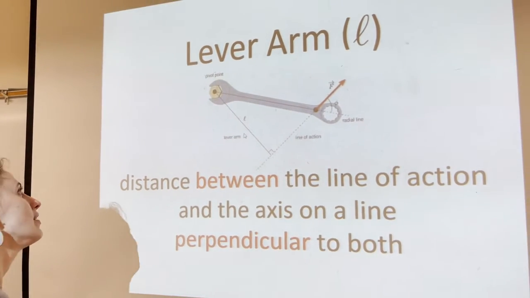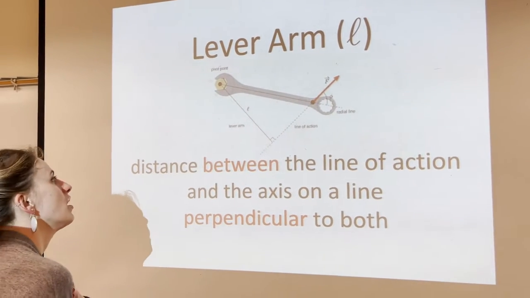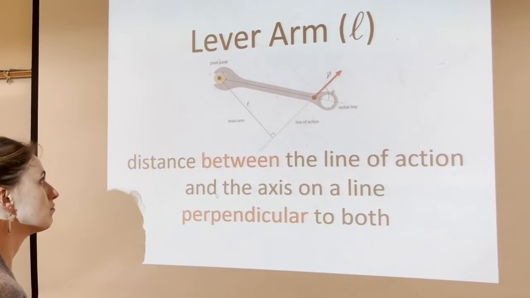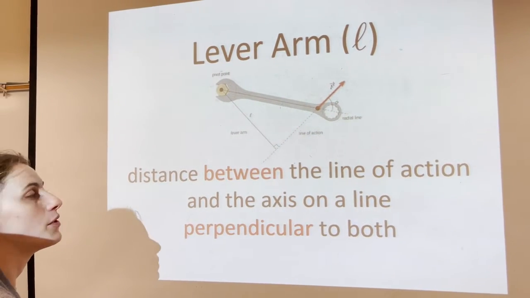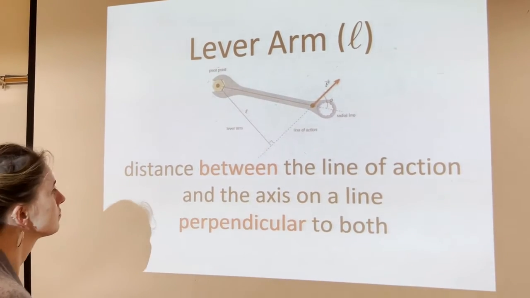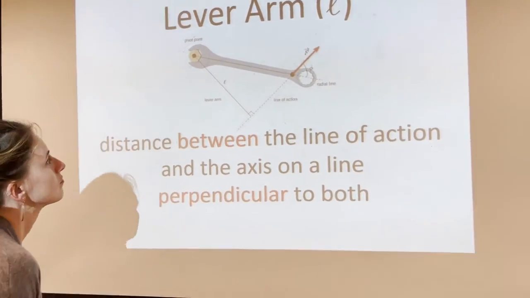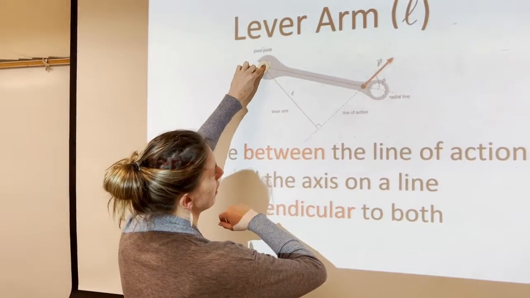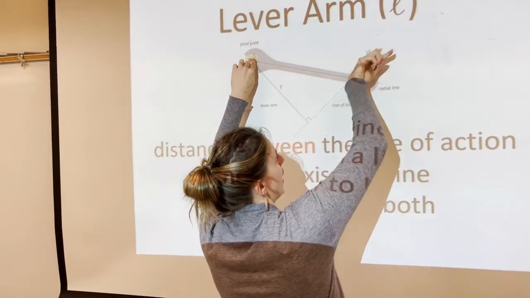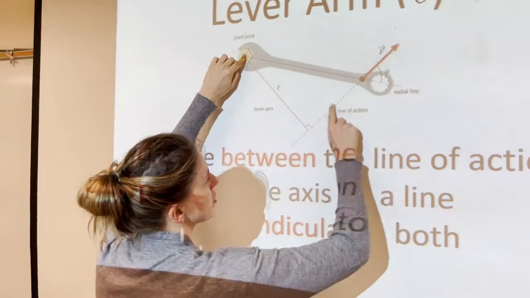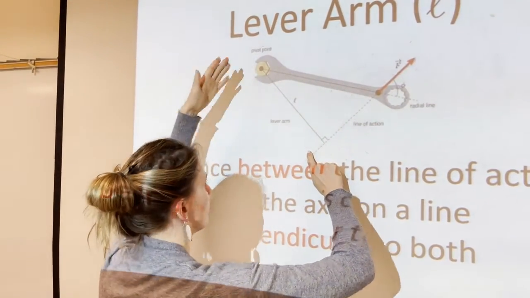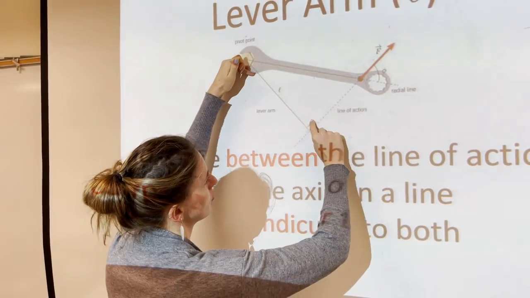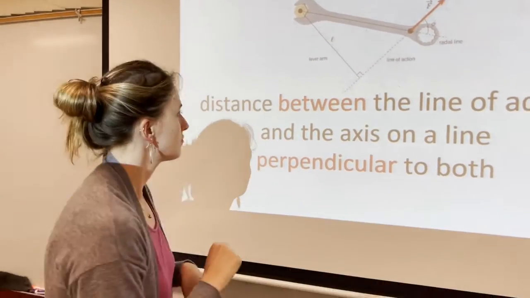Okay, so lever arm. So we talked about the axis of rotation, the line of action, and now here's our third player, the lever arm. The lever arm is the distance between the line of action and the axis on a line that's perpendicular to both. Okay, so let's take a look at this picture first. We've got our axis of rotation here, and in this case someone's exerting a force in that direction. So our line of action is right here. And so our lever arm has to be perpendicular to both. So I'm going to draw my line right here. Perpendicular right there.